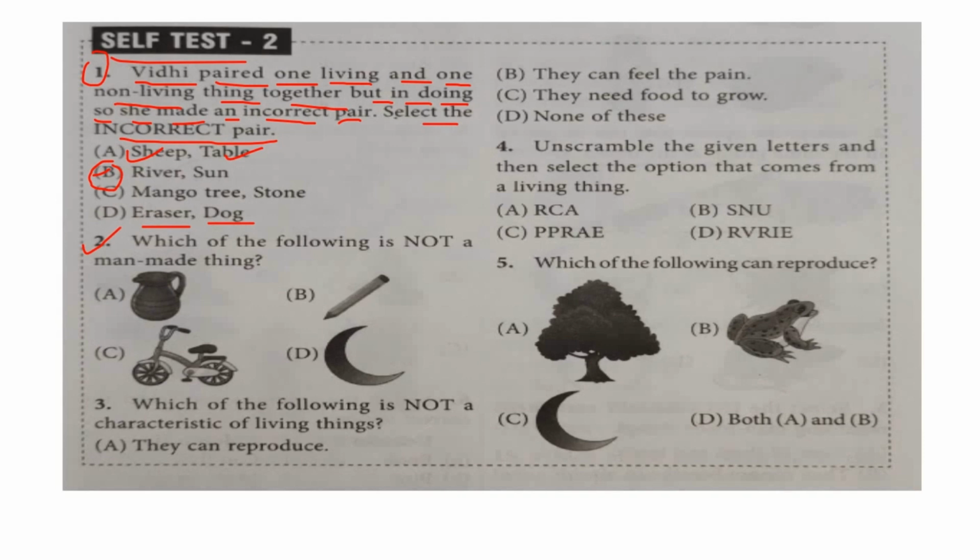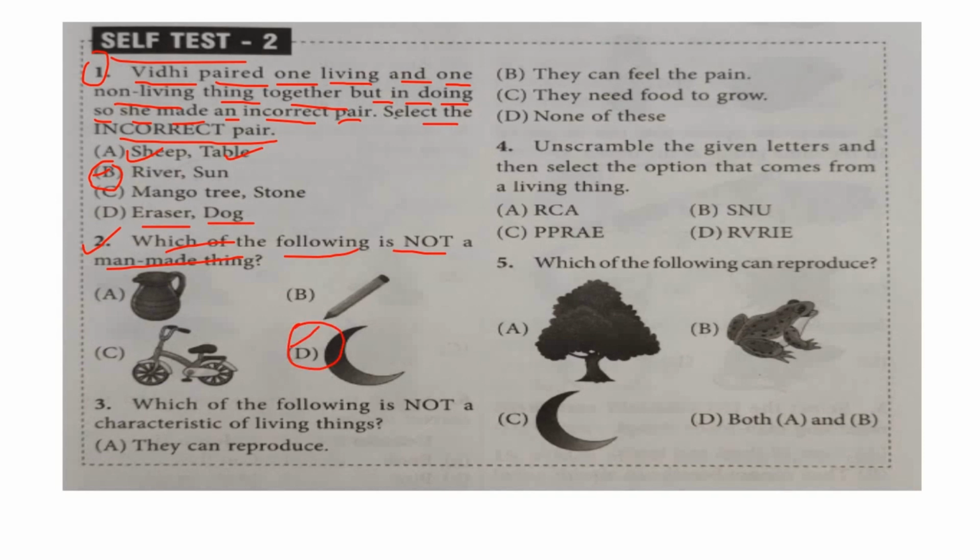Second question, which of the following is not a man-made thing? So out of A, B, C, D, which option is not a man-made thing? You can see a jug. So jug is a man-made thing. We have pencil and we have bicycle. So jug, pencil and bicycle are man-made things. But when it comes to the moon, the moon is not a man-made thing, it is a natural thing. So which answer will be correct? Option D is the correct answer.